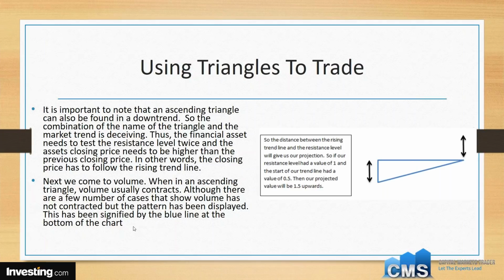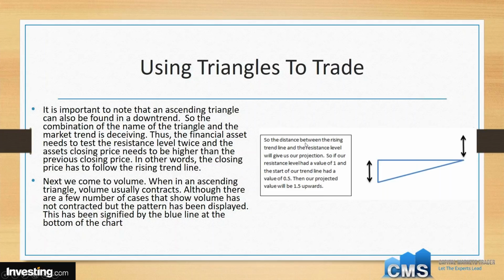Volume tells you when we're about to have a breakout. When in an ascending triangle, volume contracts, although there are a few cases that show volume has not contracted, but the pattern has still been displayed. This may be signified by the blue line at the bottom of your chart. We're going to look in a second, but you all know how to put volume on your charts.